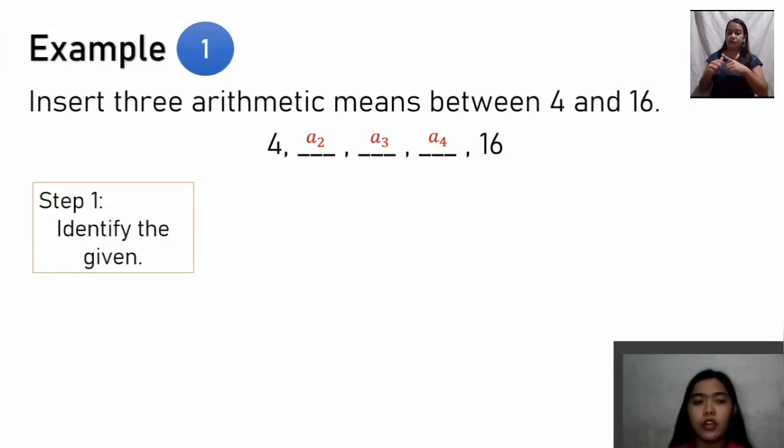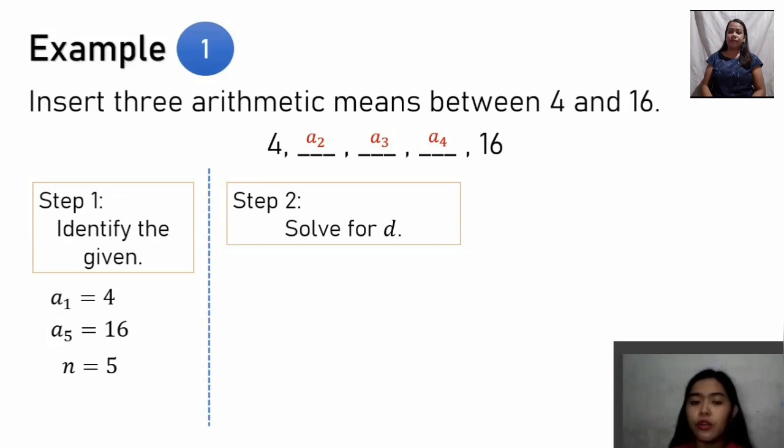Identify the given. What are the given in this arithmetic sequence? We have the first term, a sub 1, which is 4. The last term, or the a sub 5, is 16. And we have n, or the number of terms, which is 5.